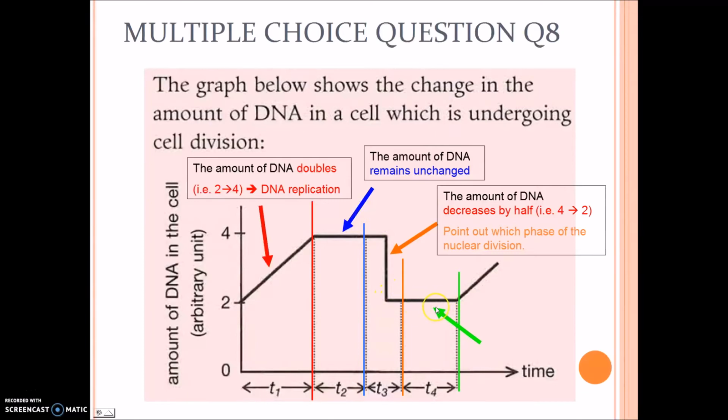So after that, for T4, after the anaphase, it should be the telophase and then the interphase, right? So what is happening here? According to the graph, the amount of DNA remains unchanged, only 2 units. So what is the phase? Point out which phase of the nuclear division or the whole cell cycle is in T4, and then you will know the answer of question 8.